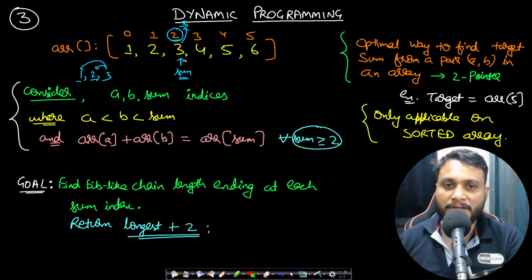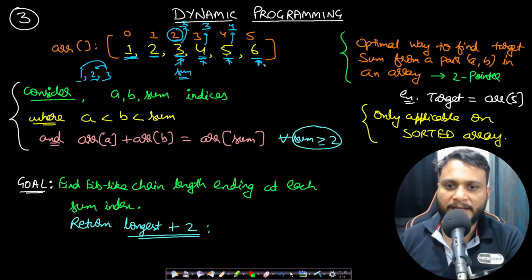Now I will repeat it for all the indices. What will be the endpoint for this 4? Can we have 3 as the previous index and 1 as the previous index? Yes, 3 and 1 can be the previous indices. So the maximum Fibonacci sequence length here ending at index 3 will be 3. Again for this 5, what can be the previous two indices? It can be 4 comma 1, or it can be 3 comma 2 comma 1, right? So 3 comma 2 comma 1 is actually larger. This will make the length 4, so I'll be choosing that longer one because I want to maximize the length.